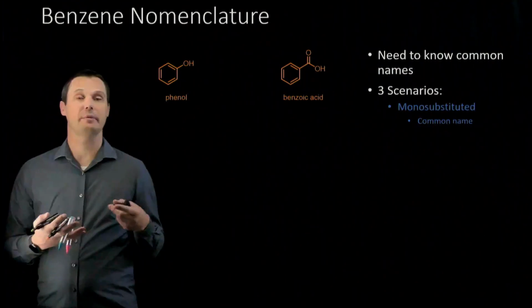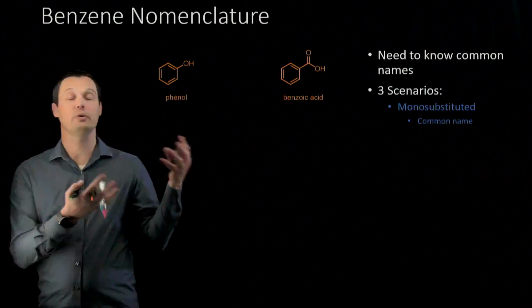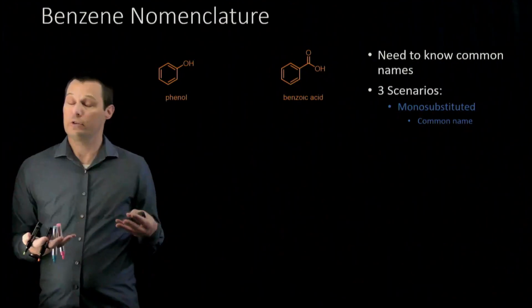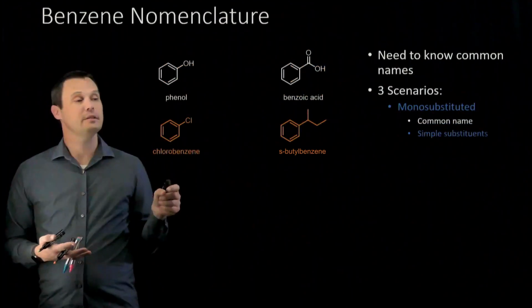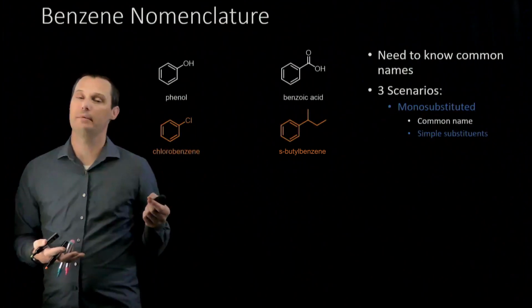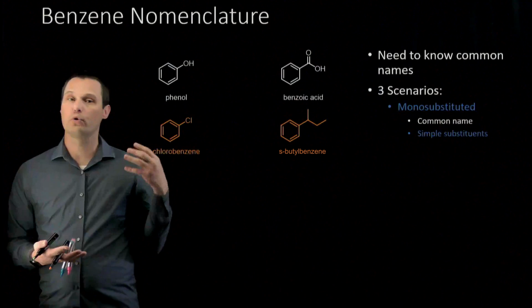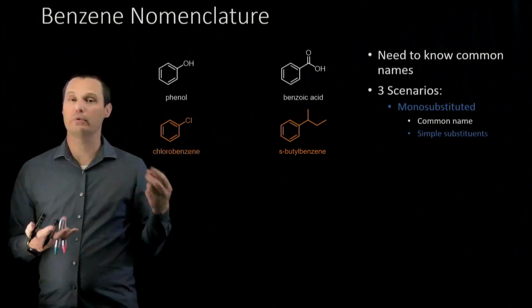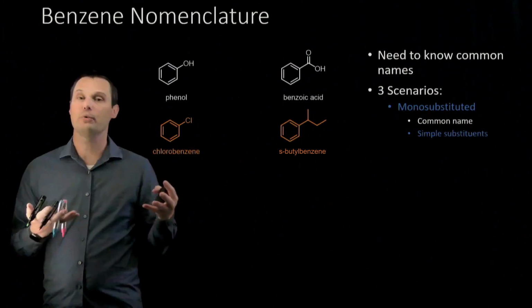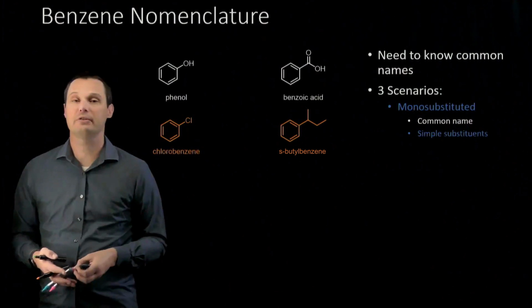For monosubstituted benzene rings, if the benzene ring has a substituent that's one of those common names, then you just name it the common name. If the benzene ring has a substituent that's not one of the common names, then you name that substituent just like you would on any other molecule, either a chloro group or an isopropyl group or an isobutyl group or a t-butyl group or a nitro group or an ethoxy group, whatever it happens to be, and you name that as a substituent on benzene.